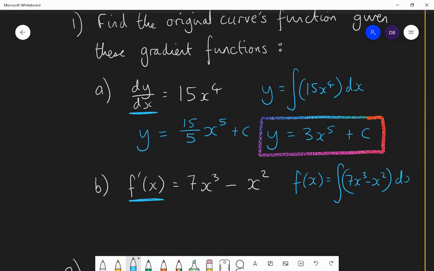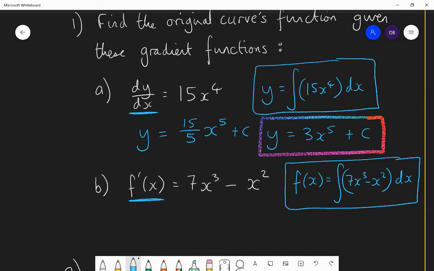Okay. This step here, you can think of, I'm just writing it down. I'm being very explicit about what I am doing. To find the function, you need to integrate the gradient function with respect to x. So when you're writing it, you're usually just writing f dash x equals 7x cubed minus x squared. Then you write directly underneath that f of x equals, and you integrate each term separately.